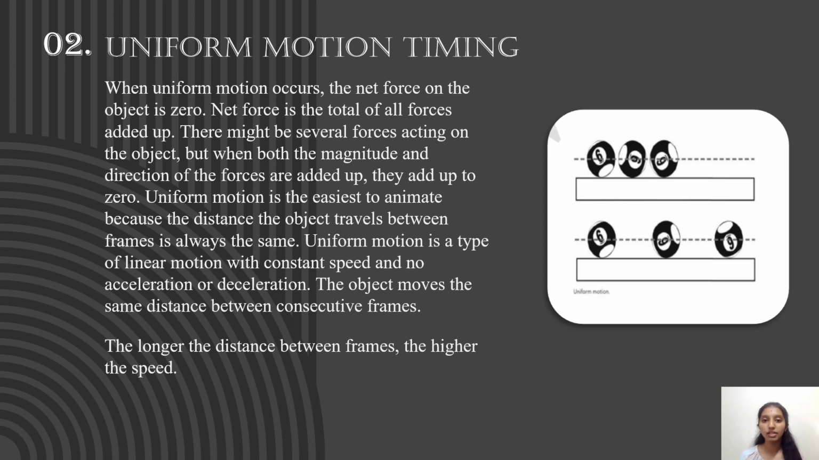Uniform motion is the easiest to animate because the distance the object travels between frames is always the same. Uniform motion is a type of linear motion with constant speed and no acceleration or deceleration. The object moves the same distance between consecutive frames. The longer the distance between frames, the higher the speed is.